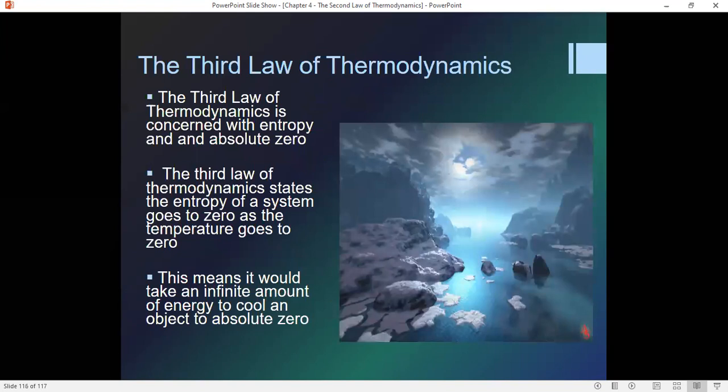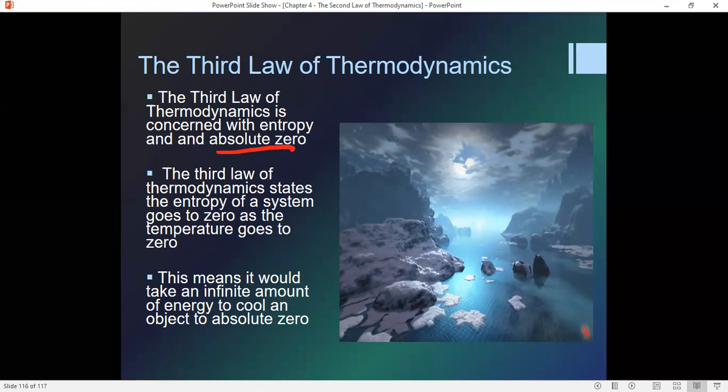The shortest part of this chapter: the third law of thermodynamics. What is the third law? The second law is a little bit hard to understand because it says that entropy is always increasing, or at least that the change in entropy is either equal to zero or increasing. The third law of thermodynamics is concerned with absolute zero. It states that the entropy of a system goes to zero as the temperature goes to zero.